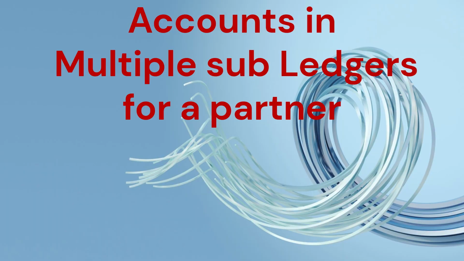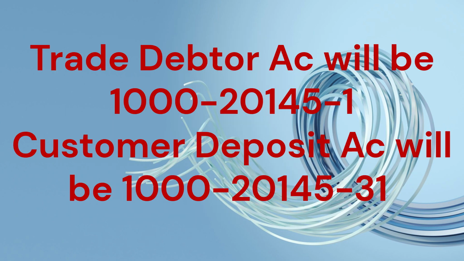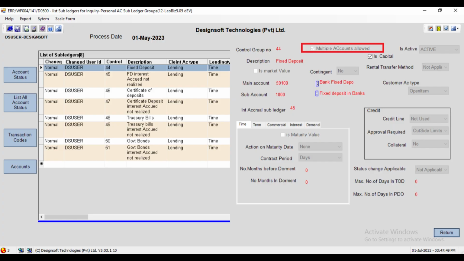LEOBIZ supports, for a given partner, accounts in multiple subsidiary ledgers. Partner 20145 can have accounts in trade debtors 1 and customer deposit 31 in company 1000. Trade debtor account will be 1000-20145-1. Customer deposit account will be 1000-20145-31. LEOBIZ supports, for a given partner, multiple accounts in some sub-ledgers by setting up a parameter.